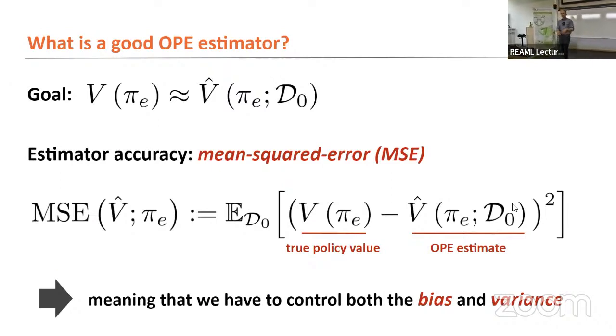So that's exactly what we're going to do. We'll design estimators now. Ideally, the goal is to get an estimate of the true value V of a policy, but just using this data from this existing logging policy. And we'll evaluate by mean squared error, just very standard.